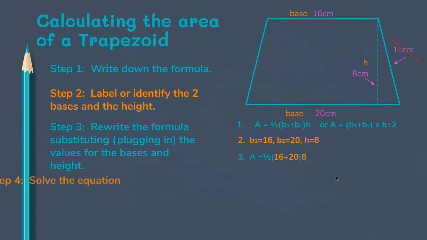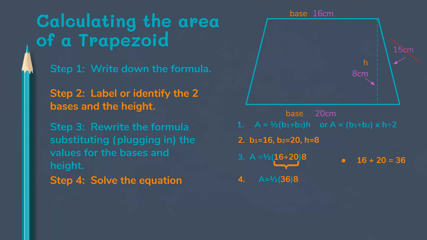So our next step is going to be solving the equation. Well, when you look at it, the first thing you're going to need to do is take care of those bases. So we're going to add those bases together, and we get 16 plus 20. When we add those two together, we get 36. So now I can rewrite my formula. Now that I've figured that part out, I'll write it again. Now I have 1/2 times 36 times 8.